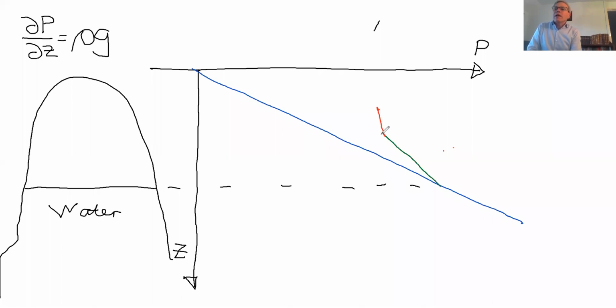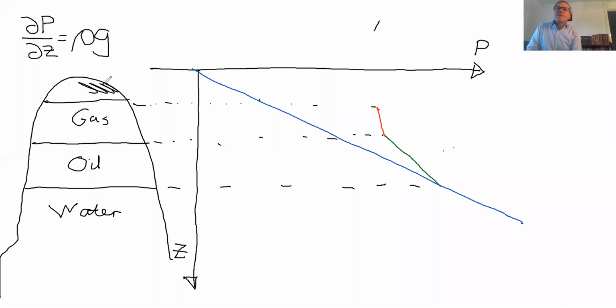Okay. Here we have oil. And here, right, we have gas. And the way I've drawn it is that this is the top of the reservoir. So here it's all an impermeable barrier to flow. Okay, so this is impermeable rock. Here we have gas, oil, and water.